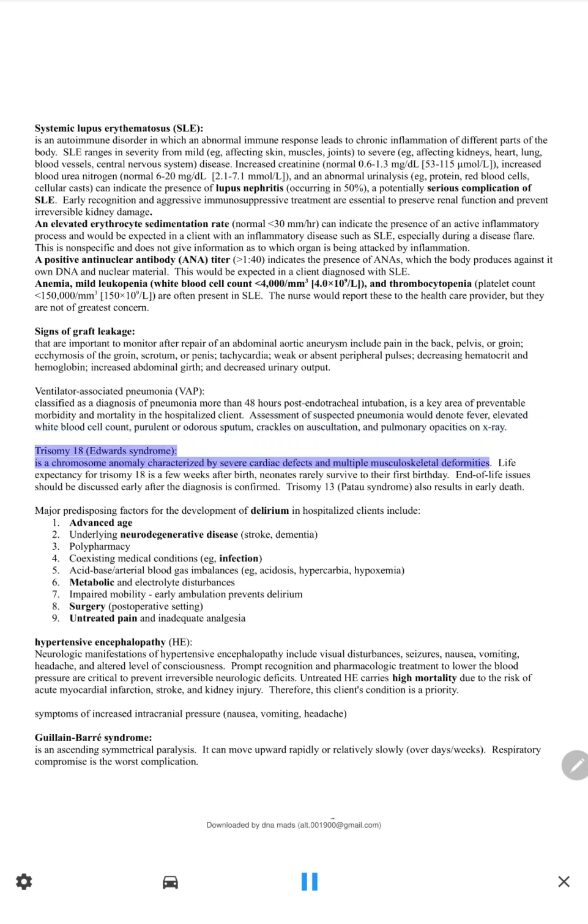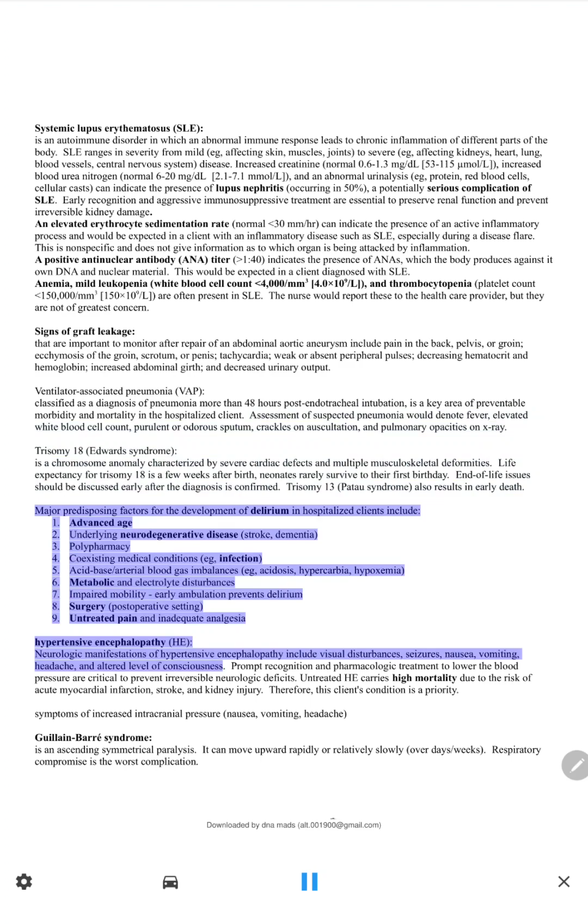Trisomy 18, Edwards syndrome, is a chromosome anomaly characterized by severe cardiac defects and multiple musculoskeletal deformities. Life expectancy for trisomy 18 is a few weeks after birth. Neonates rarely survive to their first birthday. End-of-life issues should be discussed early after the diagnosis is confirmed. Trisomy 13, Patau syndrome, also results in early death.